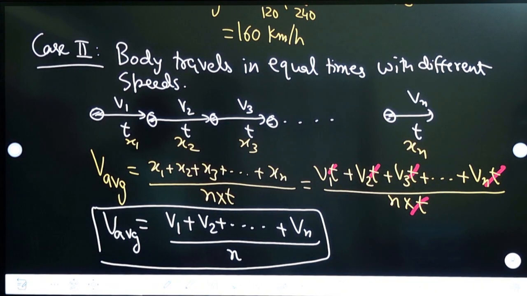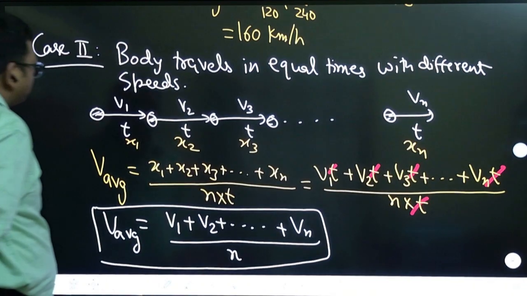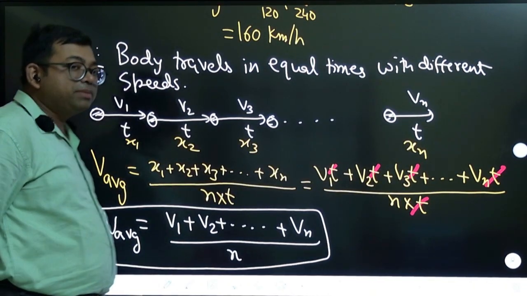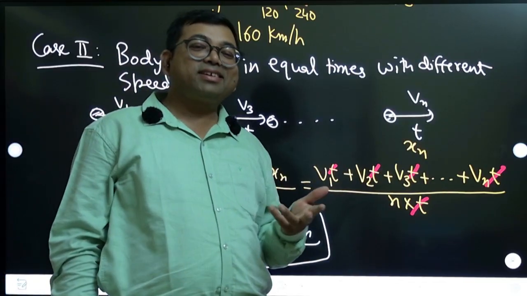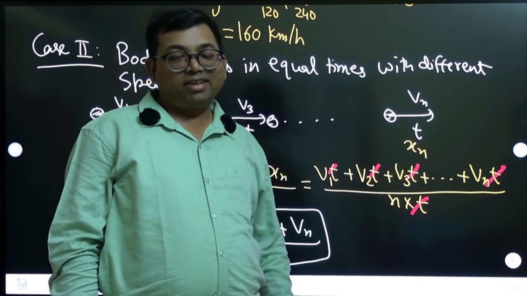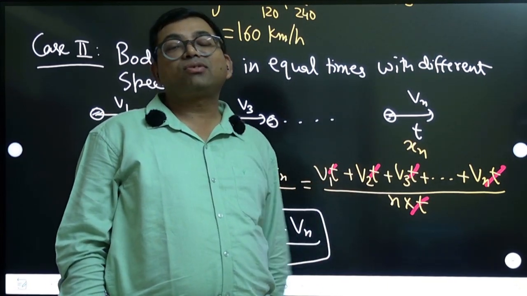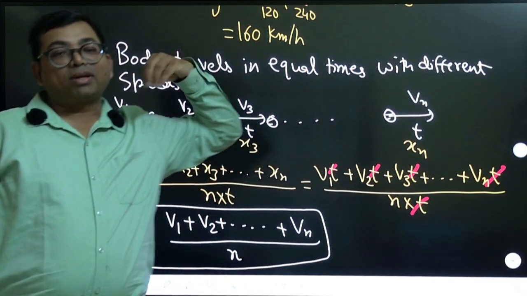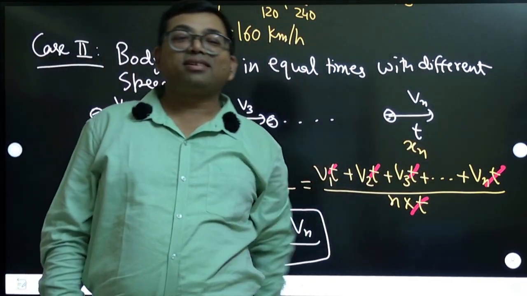Different times with equal speed. If all the speeds are equal, then it is a constant speed. It is not at all changing. Speed is not at all changing. So if speed doesn't change, whatever speed is, that is the average only now.